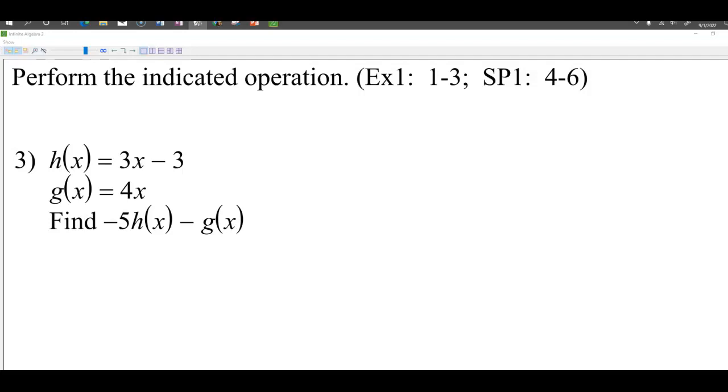All right, so let's begin. So Vidal, what do I write first, Vidal? Negative 5h x minus gx. Great. So once again, I like to just start by rewriting what they told me to find.